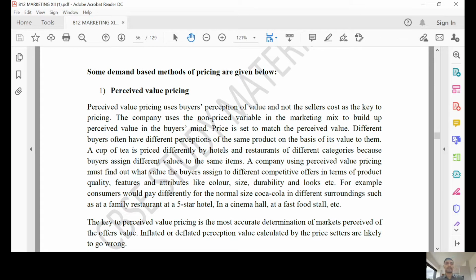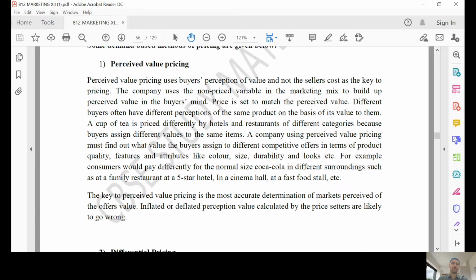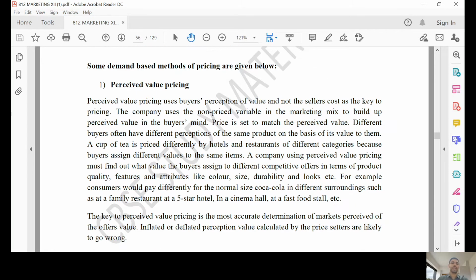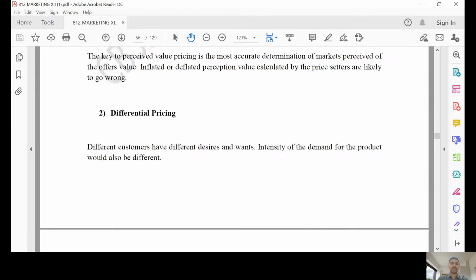A tea, suppose you are taking from an ordinary restaurant, you will pay only 1 dirham. But if you are taking that tea from 5-star hotel, you are ready to pay 20 dirham, isn't it? Because the customer perceives that is a place which will add status to them. It's a unique experience. So the perception of the customers is exploited by the marketer.